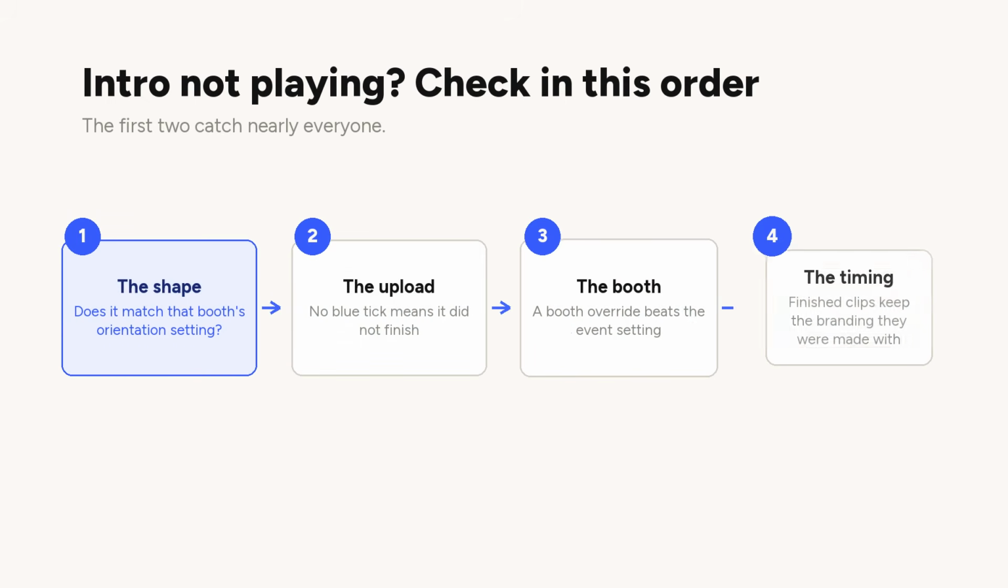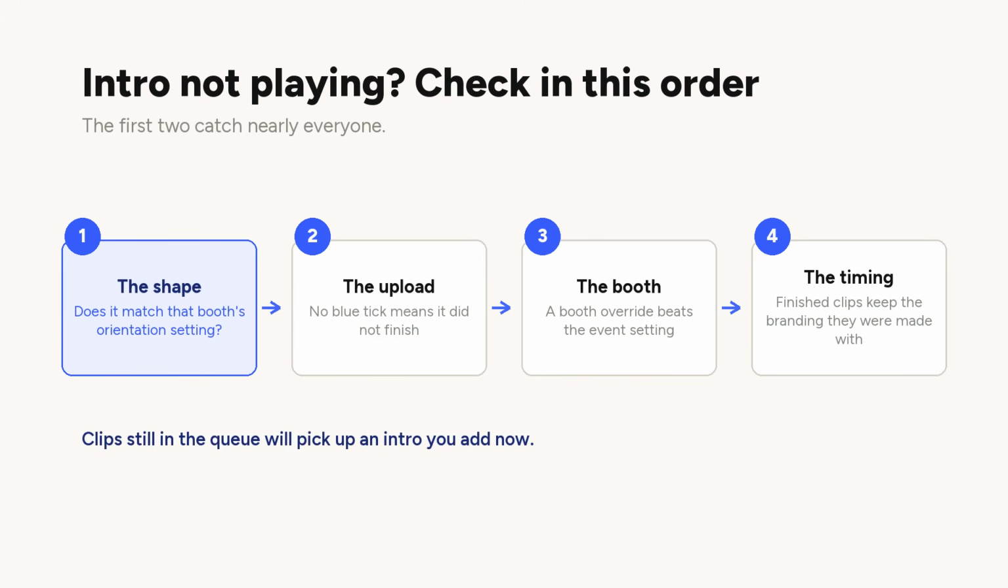So if your intro doesn't turn up on a clip, check these 4 in this order. The shape, because a landscape or square video won't fill a 9x16 clip. Whether the upload actually finished, since no blue tick means it didn't. The booth, because if that booth has its own intro set, it's using that one, not the event's. And when you added it, because a clip that's already finished keeps whatever branding it was made with. Clips still in the queue are fine, they'll pick up the new one.